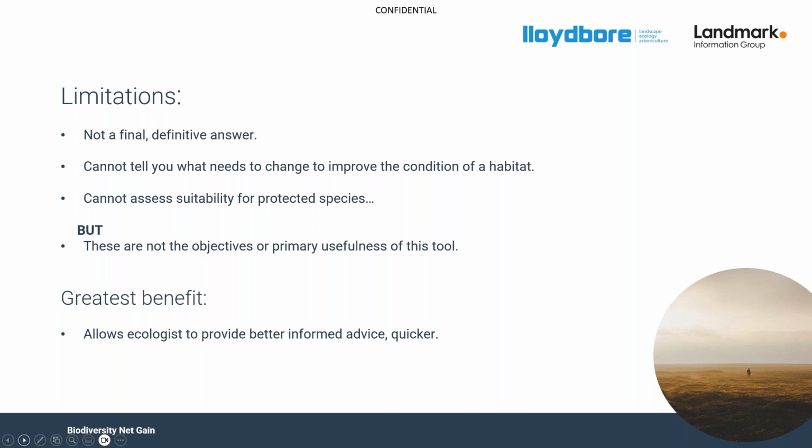The ecologist will also be able to tell what would need to change to improve the condition of that specific habitat area. That's something this tool doesn't do. And also the tool can't assess suitability for protected species. So they are limitations on its usefulness. That's where the ecologist comes in, but these limitations are not really the primary purpose of the tool. It is to get that quick objective overview of condition.